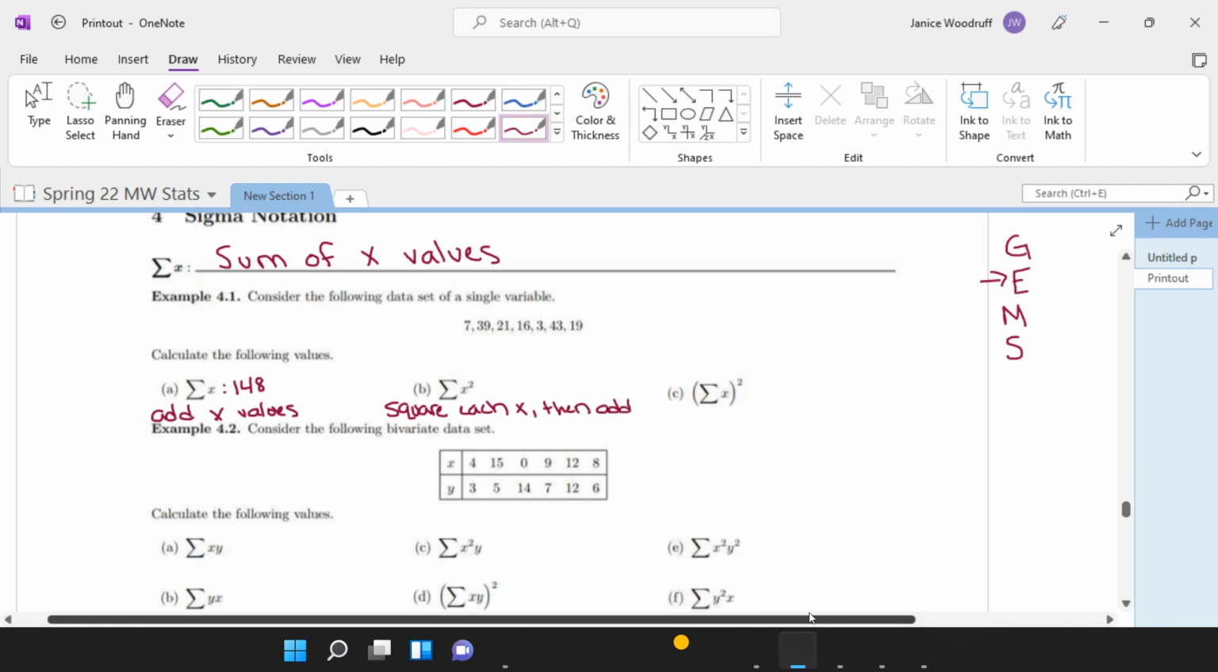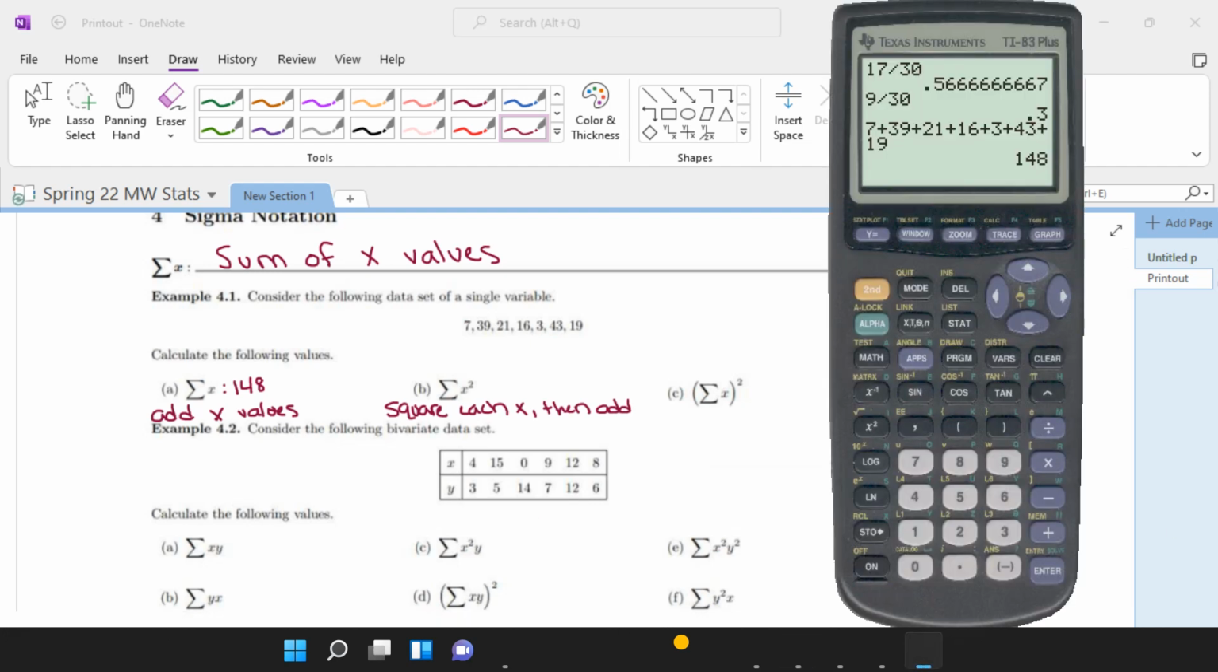Then add. So you could make a chart and you could square each of these. With our calculators, though, we do have this x squared button. So you could just put them in like that. So you could go 7 squared plus 39 squared plus 21 squared. So you can do them like that. 16 squared, 3 squared, 43 squared, and 19 squared. And then that should give you 4,486.